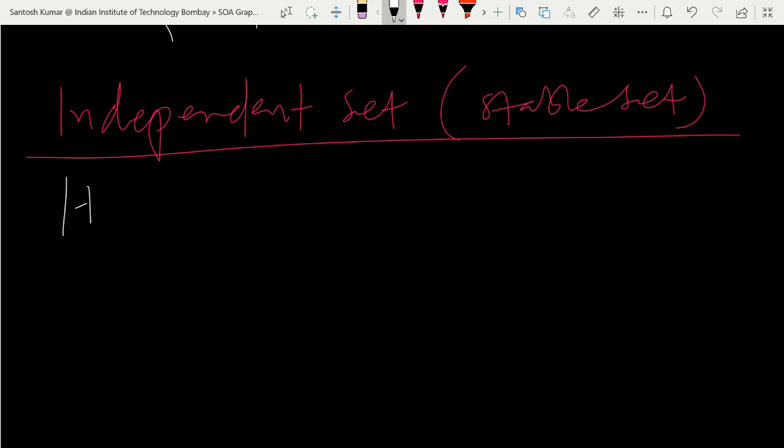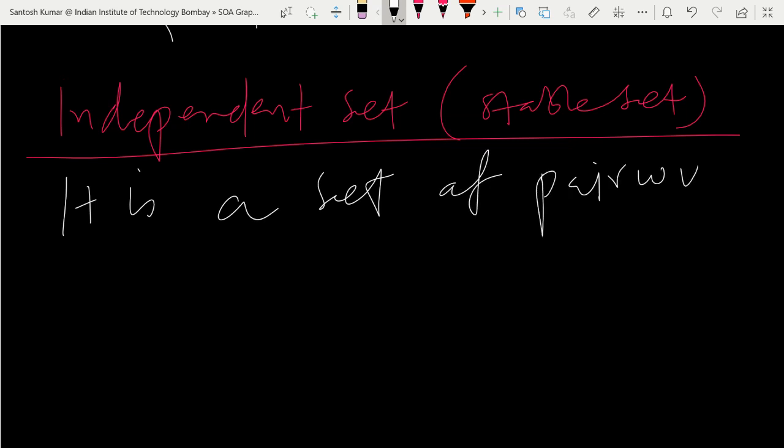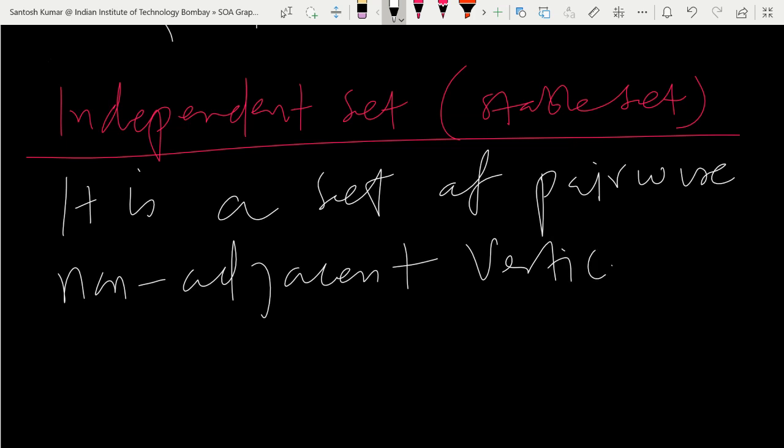So you can write it. It is a set of pairwise non-adjacent vertices.